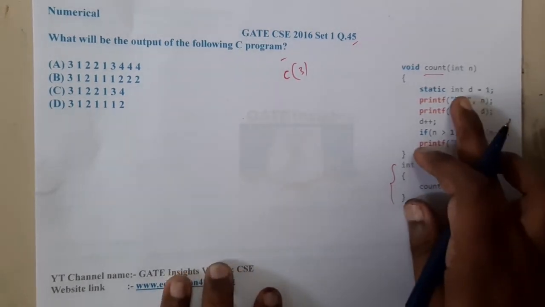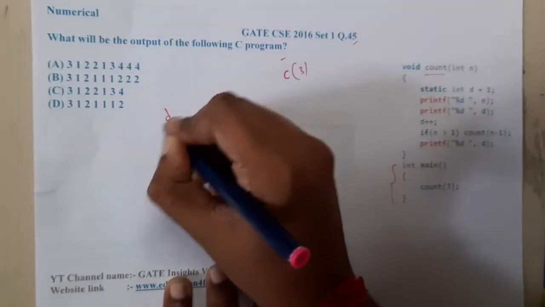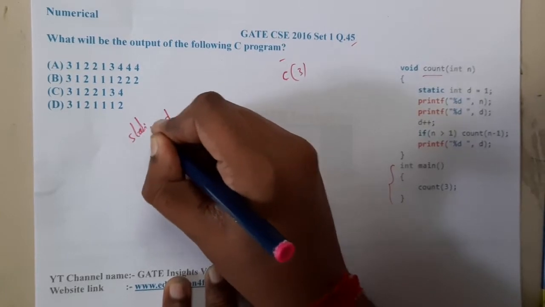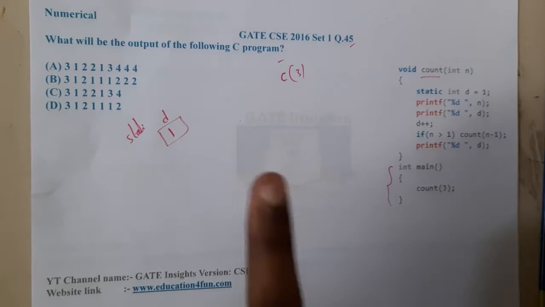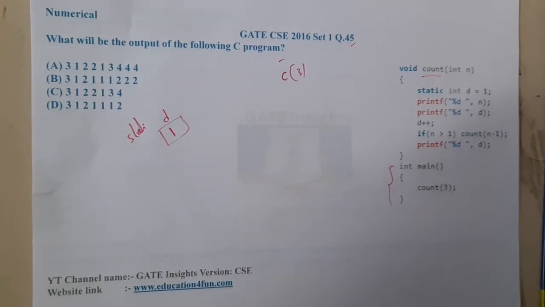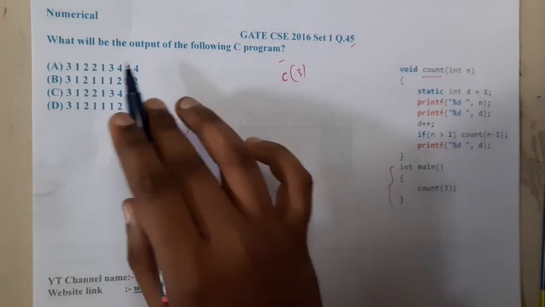Here we are having a static variable d. It is a static type. Remember, static always has a special character. Its value is something like a global variable and it is initialized only once. That's the logic which I remember for it. So let us start. What will be the output of the code?